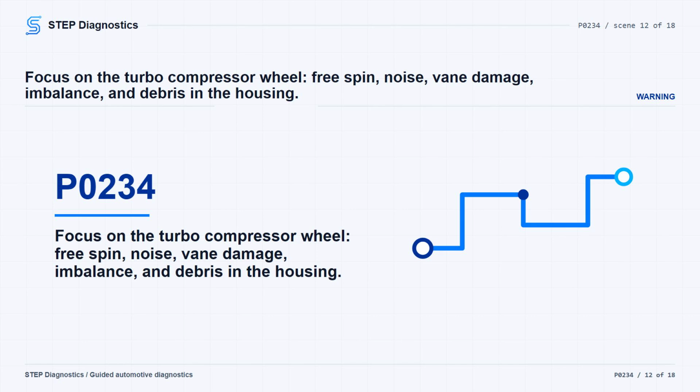If that check's clean, inspect the turbocharger compressor wheel and housing. Make sure the wheel spins freely, listen for noise while spinning, and look for vane damage, imbalance, or debris in the housing. If a concern is present there, install a new turbocharger assembly, clear the PCM DTCs, and rerun the self-test. If no mechanical concern is found, continue into the wastegate motor circuit checks.